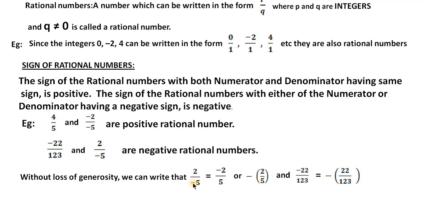You can simply shift the minus to the numerator and the rational number remains the same. Or you can write it like this, minus sign of, and the magnitude is 2 by 5. Similarly, minus 22 by 123 can be written as the negative sign of this one. So these are all known to you.